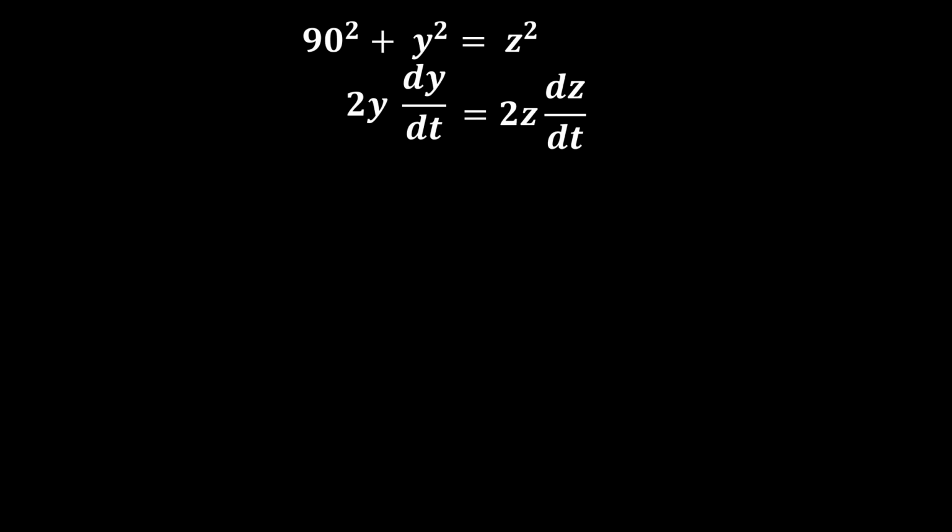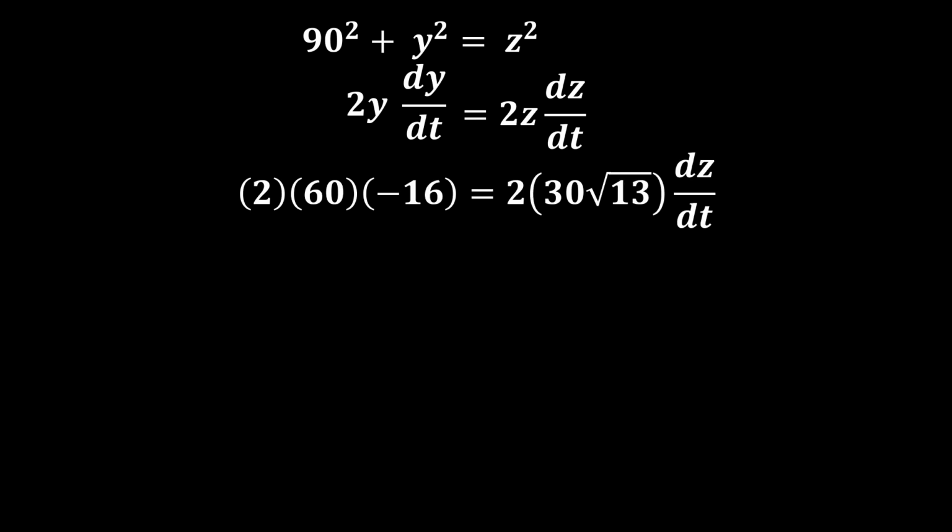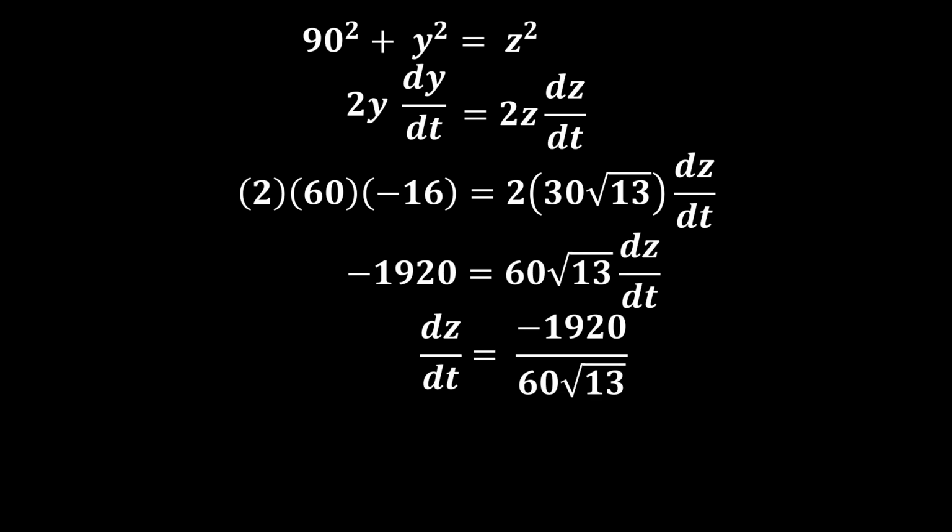So now we are going to substitute those values. We can say 2 times 60, which is the value of y, times dy/dt, which is negative 16, equals 2 times z, which is 30 square root of 13, times dz/dt. If we multiply 2 times 60 times negative 16, we get negative 1920. And the right side is 2 times 30, which is 60 square root of 13. We are now going to divide the left side and the right side of this equation by 60 square root of 13. We simplify that, and we get negative 32 over the square root of 13.